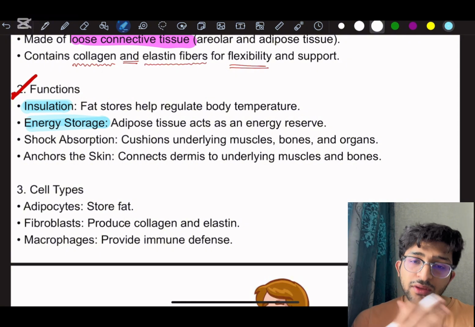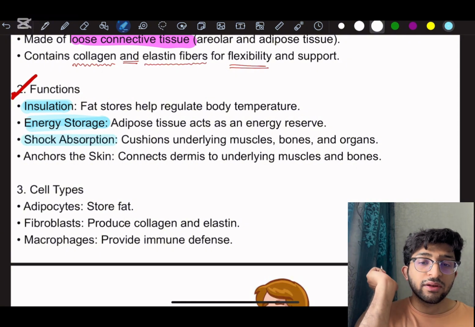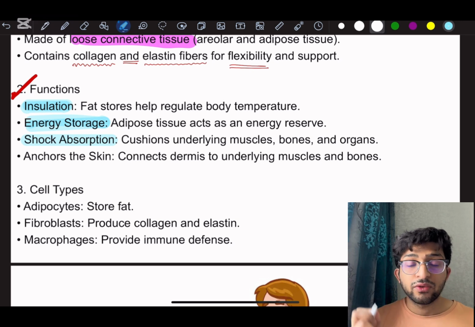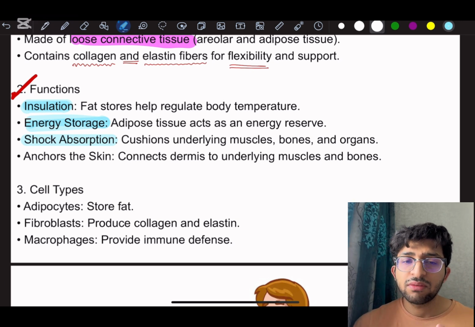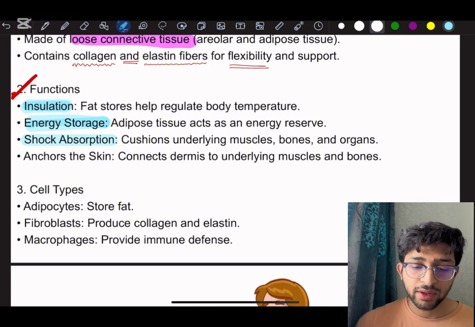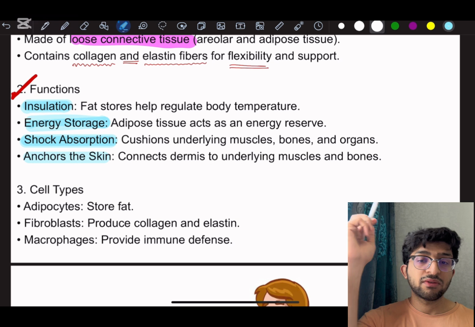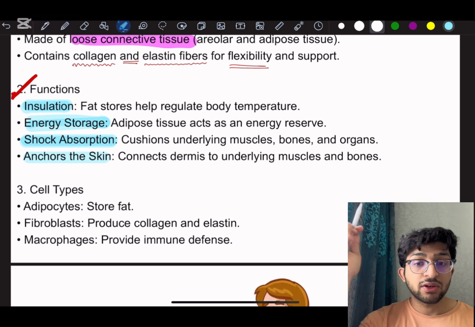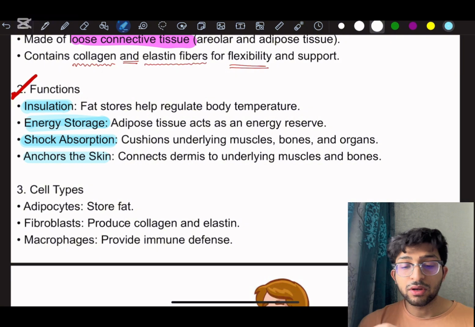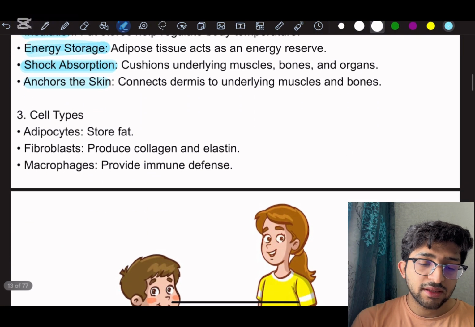energy. Third is the shock absorption, of course, as they are cushions of our body. So the more fat you have, suppose an obese person, the more shock absorption, right? And the fourth one is the anchoring of the skin. They are responsible for the anchoring of the muscles and bones of our body, like they're wrapping up, right?